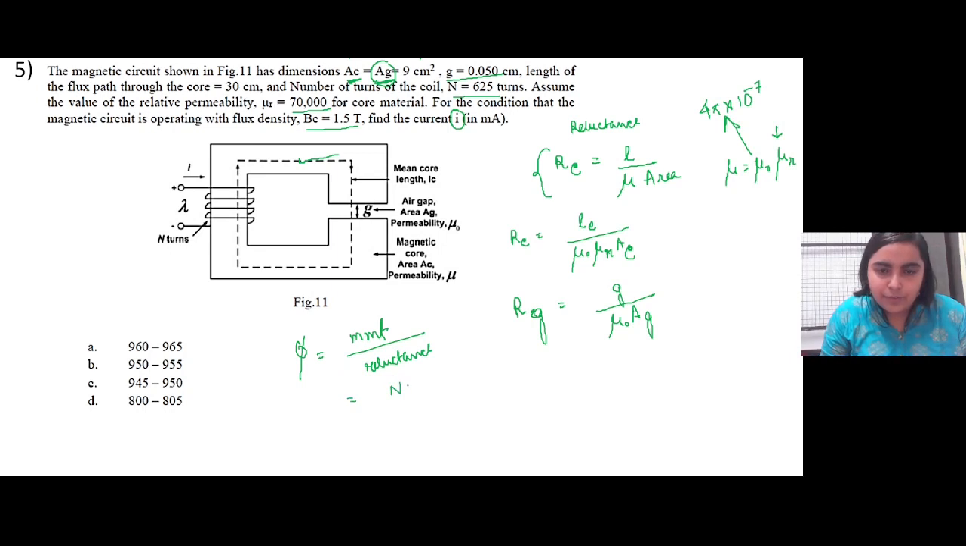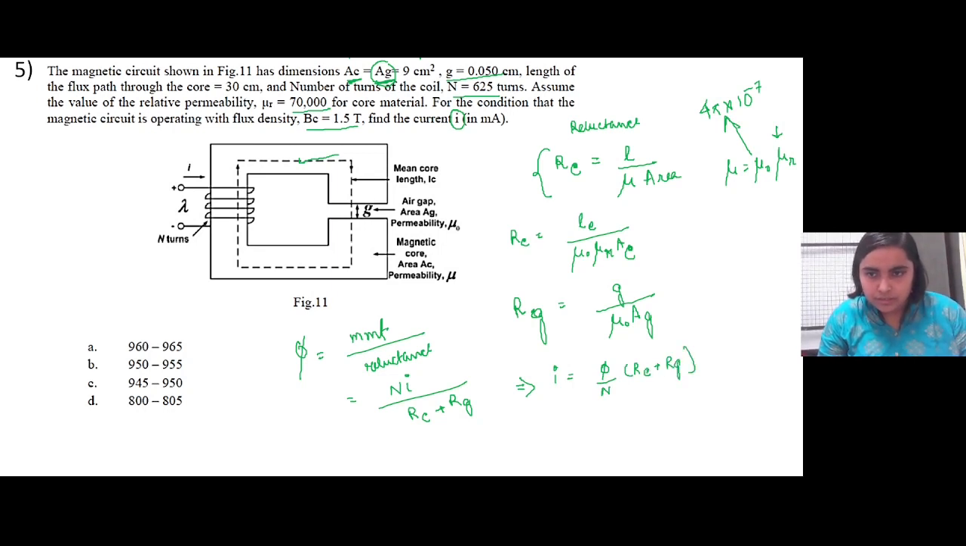We saw in the previous problem, N times I. And the reluctance will be equal to the total reluctance of both the air gap and the core region. So we have to only find I, right? So let us calculate I. I will be equal to phi by N times Rc plus Rg. This is the reluctance of both the regions.